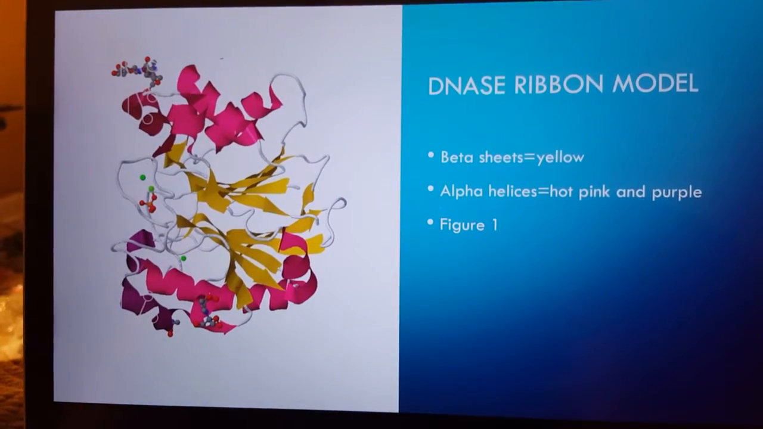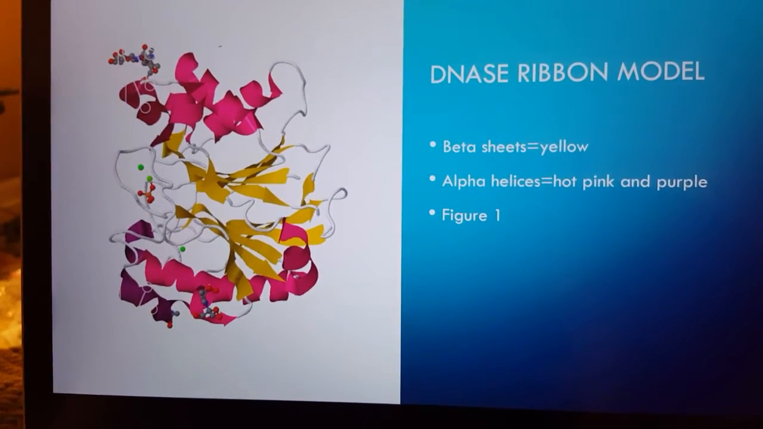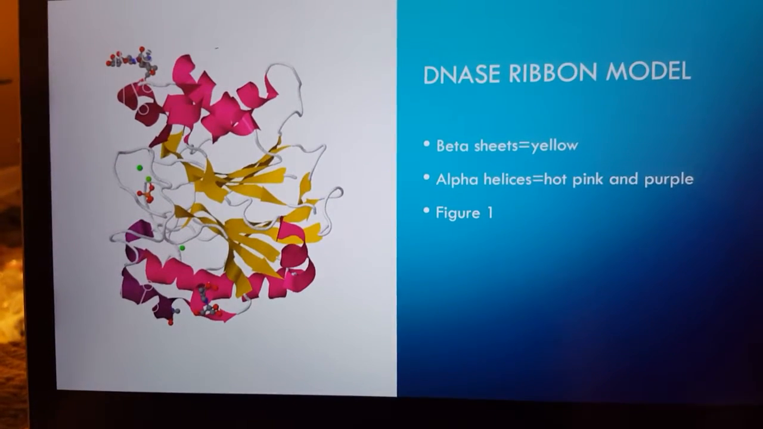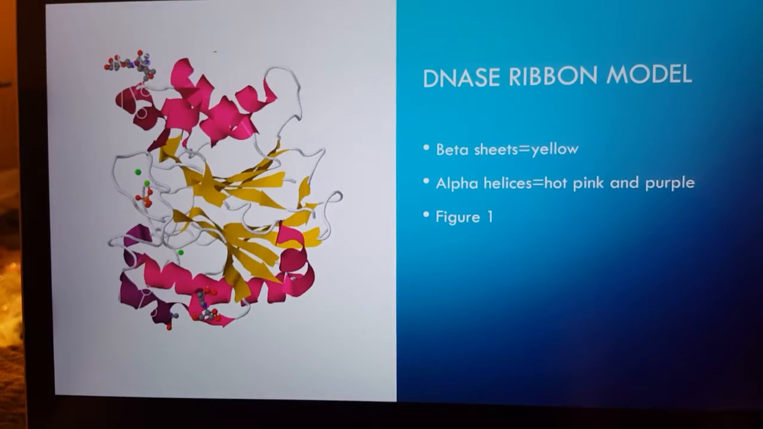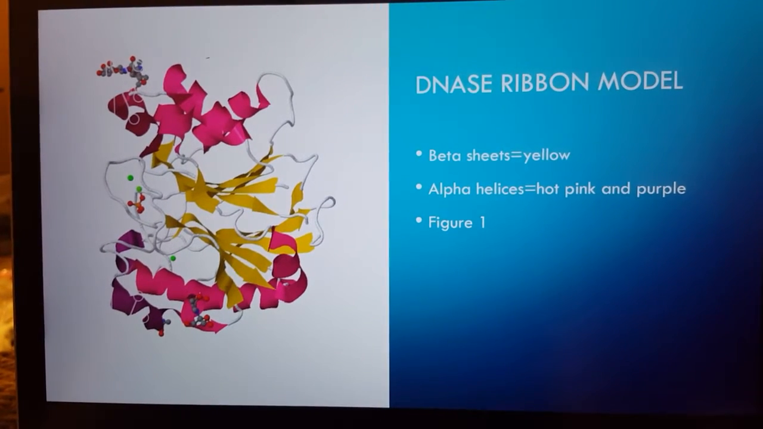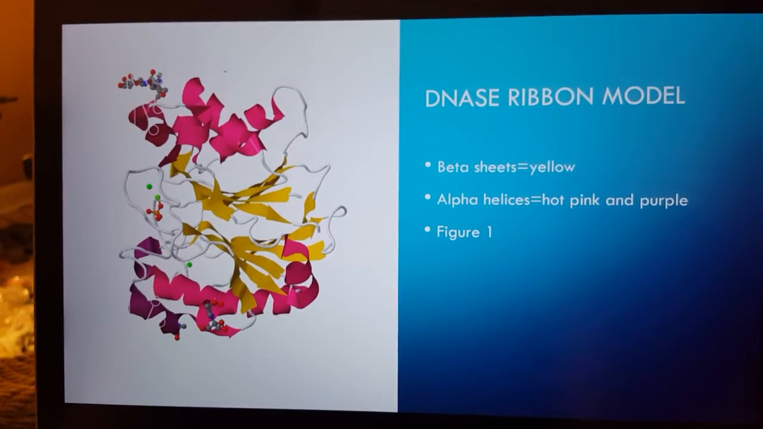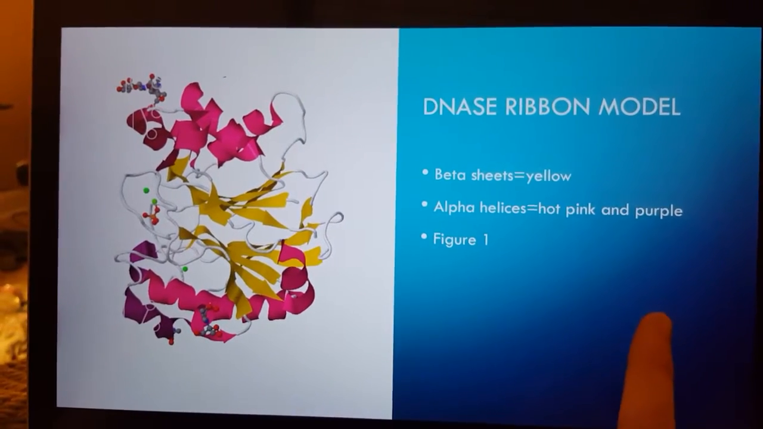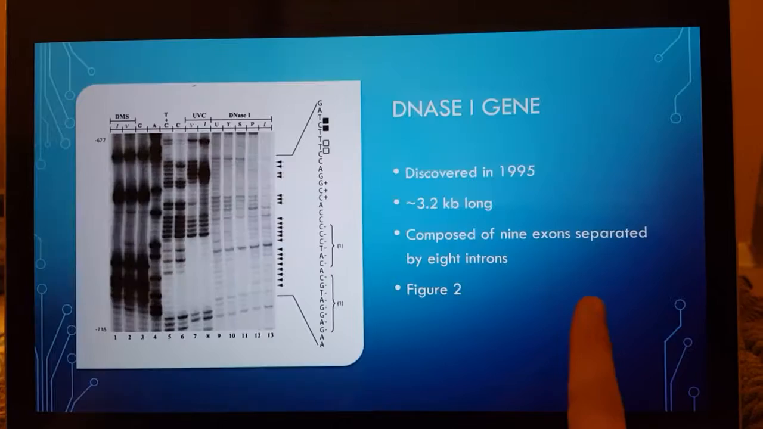So this is my ribbon model. As you can see, the yellow is the beta sheets, and the hot pink and the dark purple color at the bottom left are the alpha helices. It's my figure 1 for the purposes of the references.